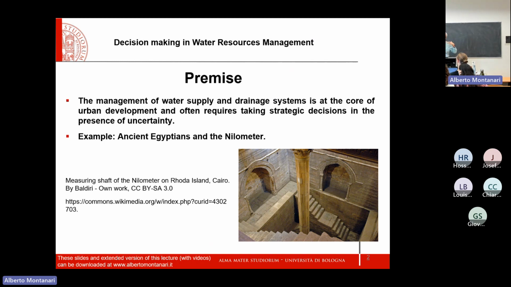And there are examples in the history, for instance, the Nilometer, which is shown here. It is a river gauge of the Nile River, and the Egyptians used the Nilometer, so the observation of the Nile River, in order of the water level in the Nile River, in order to decide when to irrigate, maybe to harvest also. And this is, again, another example.